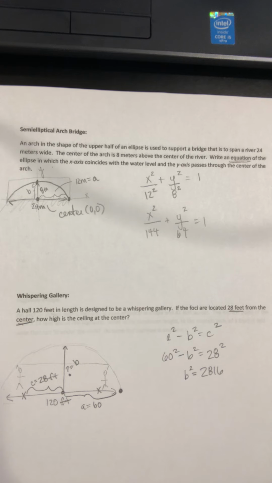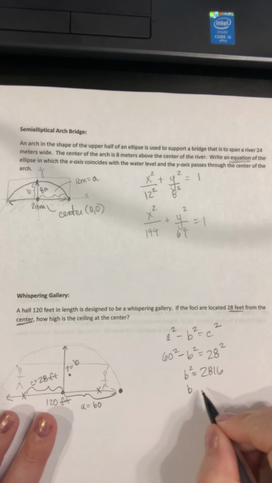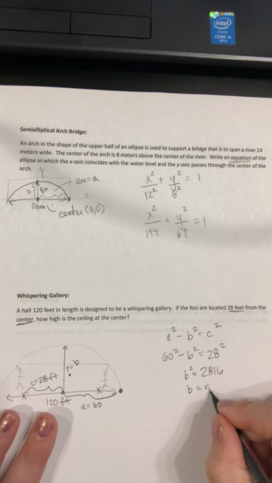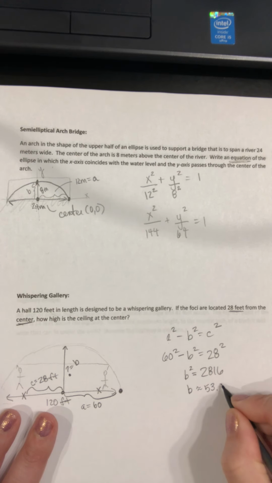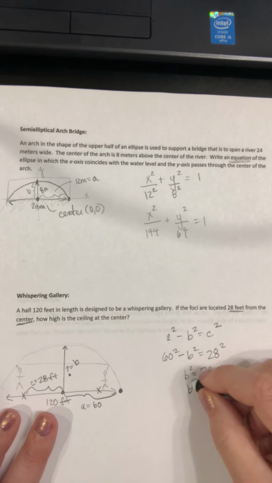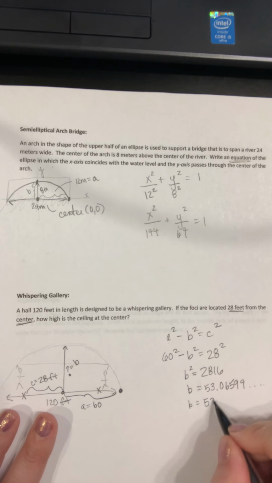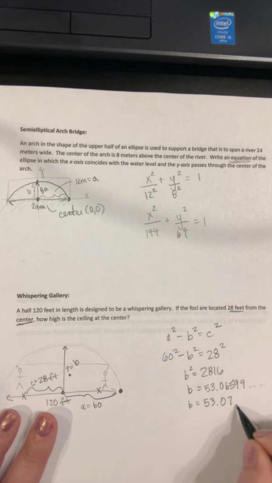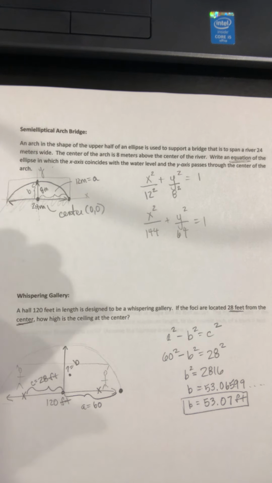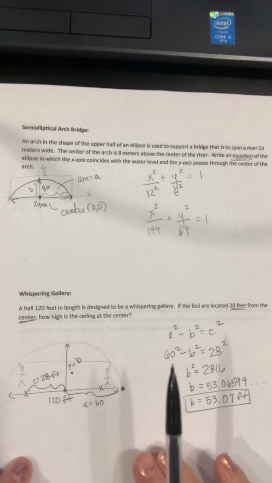Oh, whoops. And I get the square root of 2816, which is, B is approximately 53.06599, right? Dot, dot, dot. And so let's say I round, I think your book usually rounds to the nearest hundredth, so 53.07, and this is feet. So that's the height of the Whispering Gallery, all right? So that's what we're doing there, okay? So 2 different ways to ask you an elliptical word problem, all right? One where you have to write the equation, one where you have to find the B value.